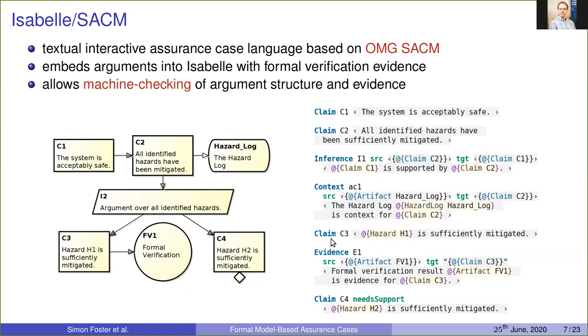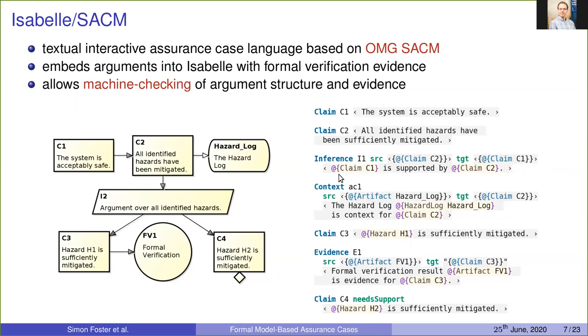Now, Isabelle SACM allows us to represent this kind of argument structure in the language in a textual format. And so what we have here is a sequence of commands in Isabelle that precisely represent this structure over here. So we have claim C1, we have claim C2, and the text that goes within it, which is essentially unstructured text, although it can refer to formal entities. So we see an example of that here. So here we have an inference. The inference I1 here corresponds to this arrow, the supported by arrow, and it's saying that claim C1 is supported by claim C2.